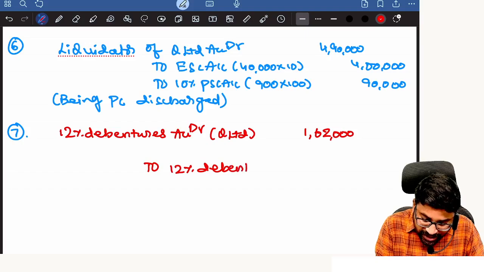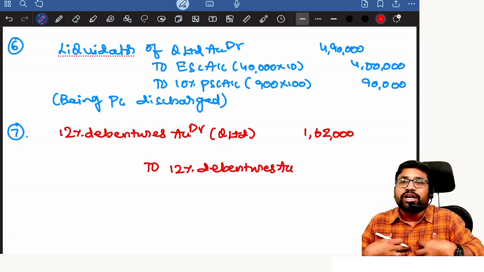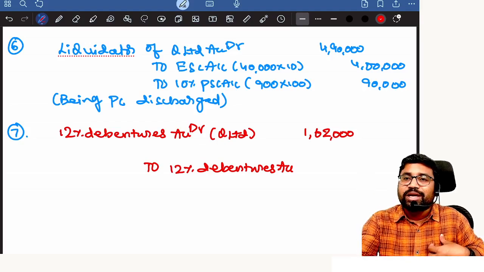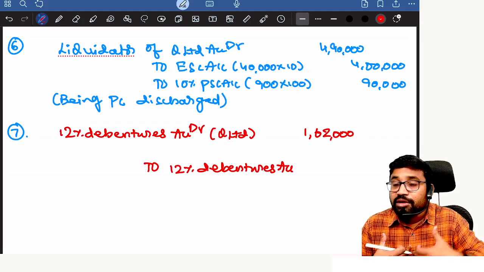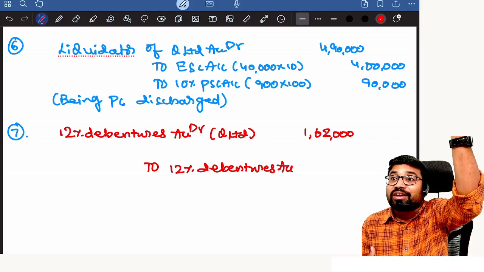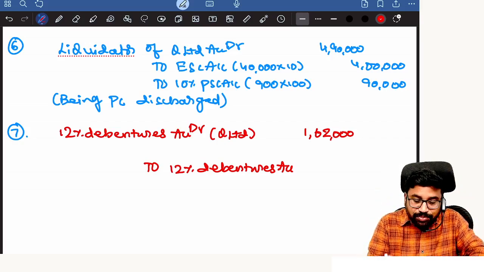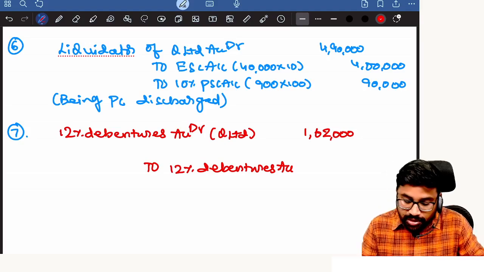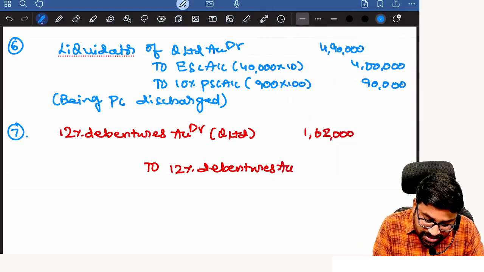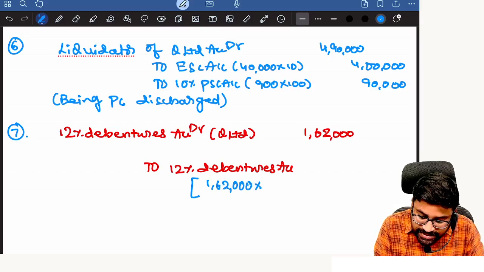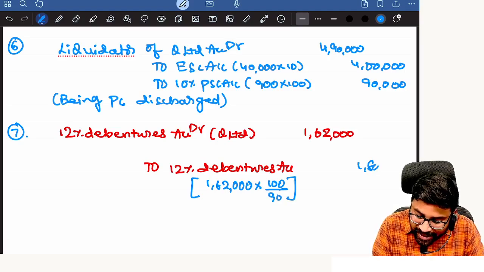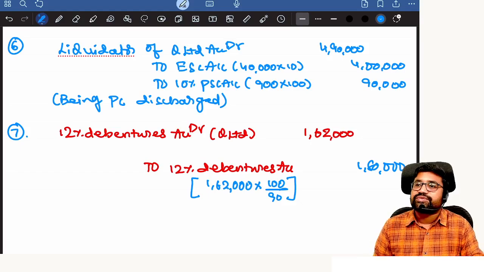We are writing entries in the books of P Limited, sir. Please understand, we are P Limited. We are issuing debentures. When we issue debentures, they become our liability. Whatever liability we took from Q Limited, we incorporated, and later we are cancelling. In place of that, we are issuing our debentures. But here they say these debentures are issued at a discount of 10%. So 1,62,000 into 100 divided by 90 is 1,80,000, the face value of debentures we have issued.